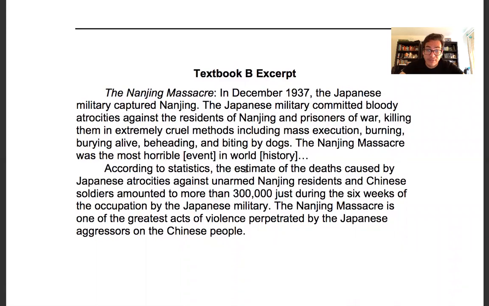According to statistics, the estimate of the deaths caused by Japanese atrocities against unarmed Nanjing residents and Chinese soldiers amounted to more than 300,000 just during the 6 weeks of the occupation by the Japanese military. The Nanjing Massacre is one of the greatest acts of violence perpetrated by the Japanese aggressors on the Chinese people.